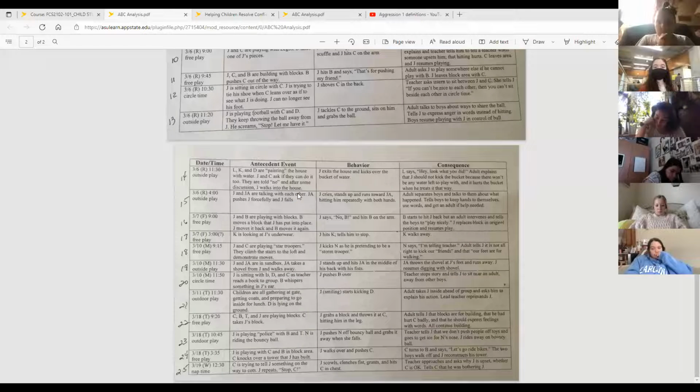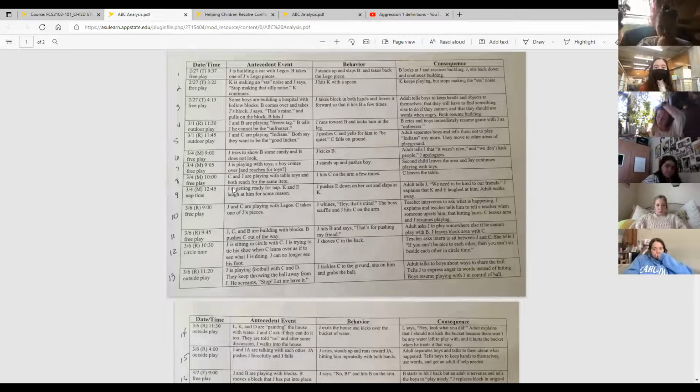So let me see if I can show you. Can you all see this now? Number 21 right here, where it's got children are all gathered at the gate, getting their coats and preparing to go inside for lunch. D is lying on the ground. J, smiling, begins to kick D. That is hostile aggression because it is unprovoked. D has done nothing to engage with J at all, and J goes over and begins kicking D.